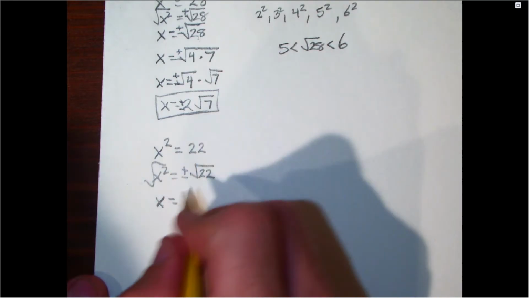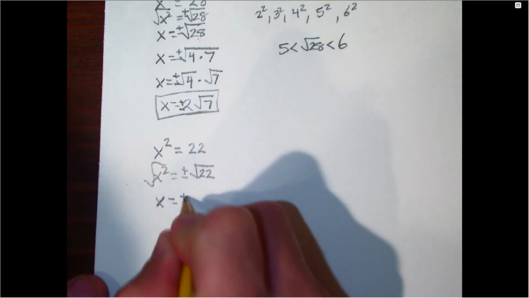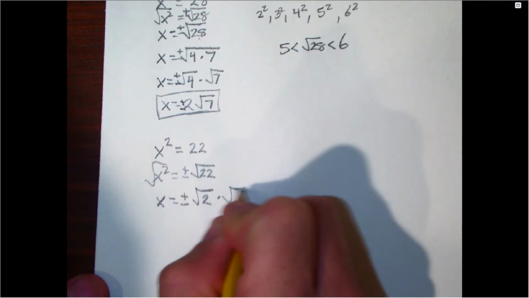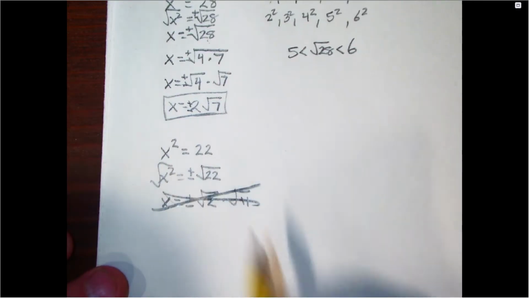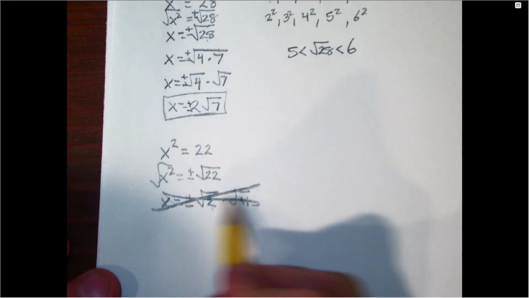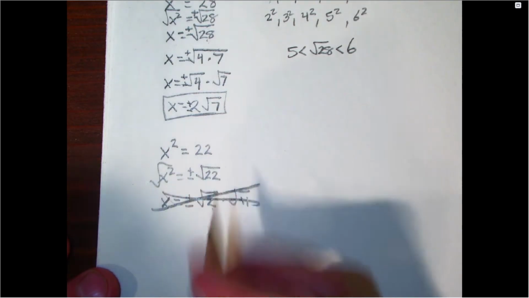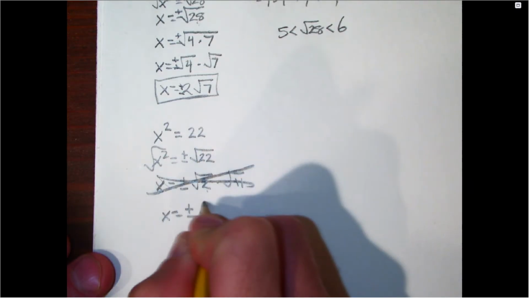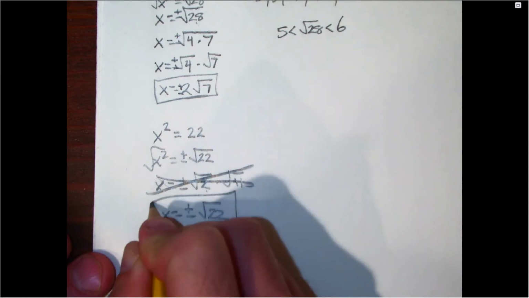A lot of kids have the desire to go, oh, yeah, 22 divides by 2 and 11. So it's square root of 2 times the square root of 11. This is useless. Don't do that. 2 is not a perfect square. 11 is not a perfect square. Breaking it up into those two factors does absolutely nothing for you. The only thing we do with this is we say that x is equal to the positive or negative version of the square root of 22.